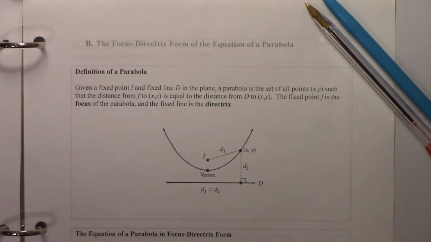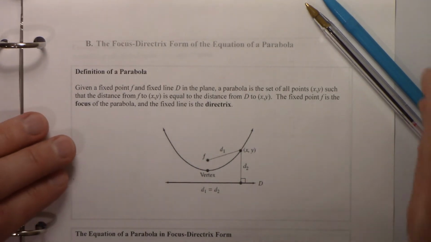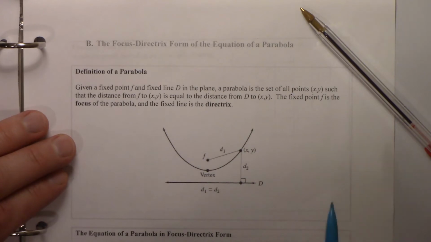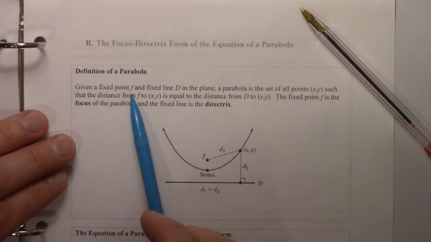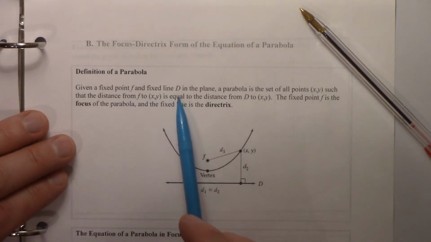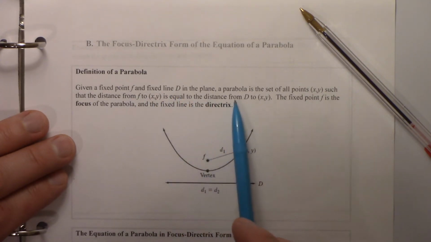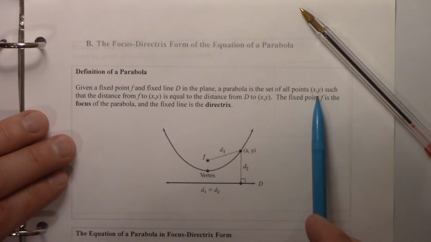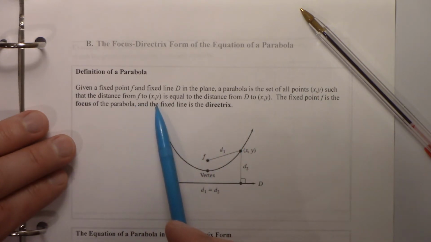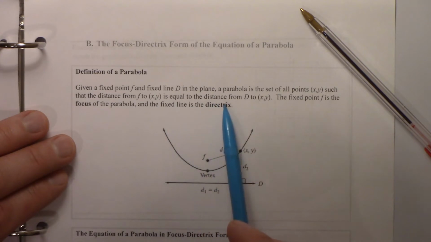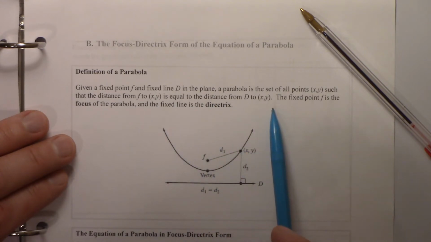Okay, so let's go ahead and take a look at the formal definition of a parabola, and then we'll look at how its equations are formatted, and then I'll show you a couple of examples. So here it tells us that if we're given a fixed point F and a fixed line D in the plane, then a parabola is the set of all points (x, y) such that the distance from F to (x, y) is equal to the distance from D to (x, y).